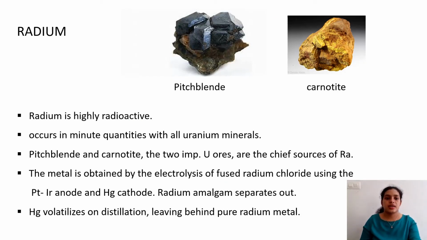And the last one is radium. It is highly radioactive. It occurs in minute quantities with all uranium minerals. The main uranium minerals in which radium is present to a greater extent are pitchblende and carnotite. Okay, these are the cheap sources of radium, and it is obtained by the electrolysis of fused radium chloride using a platinum iridium anode and mercury cathode.